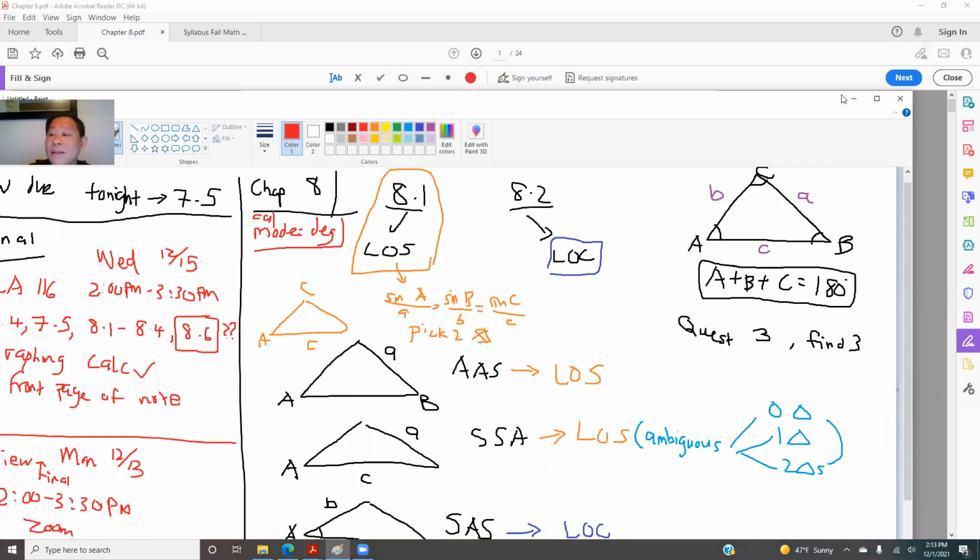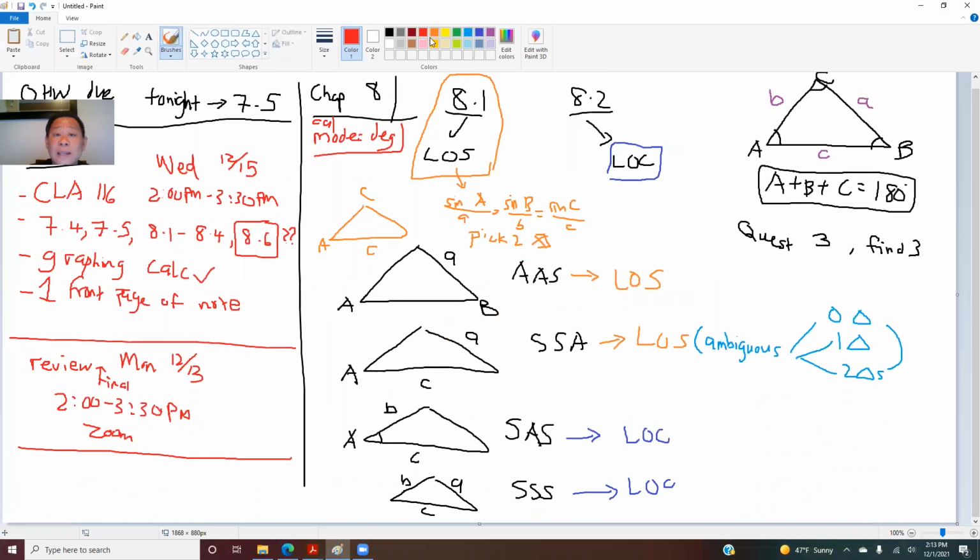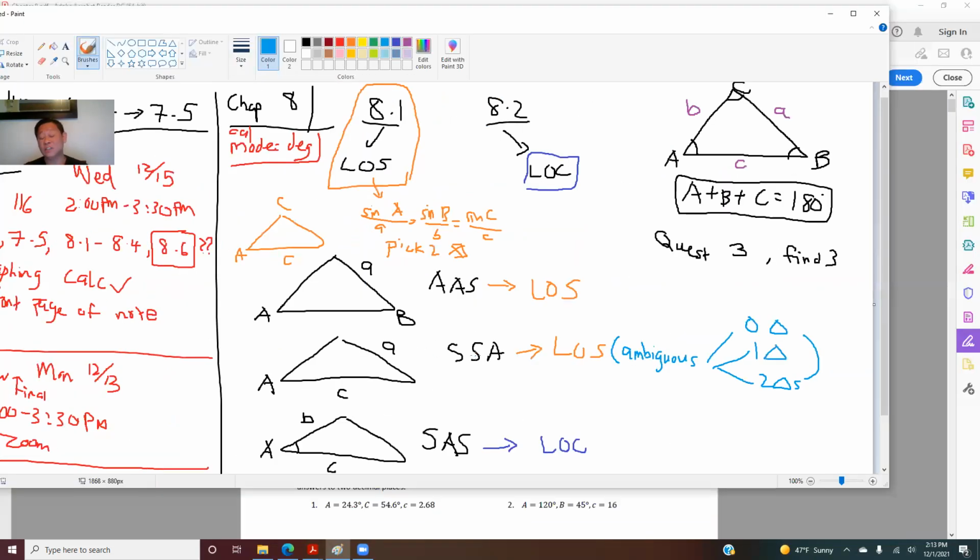Now, as you know, this has an ambiguous case. You can have 0, 1, or 2 triangles using law of sine. So how do you figure out this ambiguous case? First, it has to be SSA. Second, once you use the law of sine to find this, in order for you to get 0 triangles, when you find the arcsine of a number in your calculator, it gives you an error.